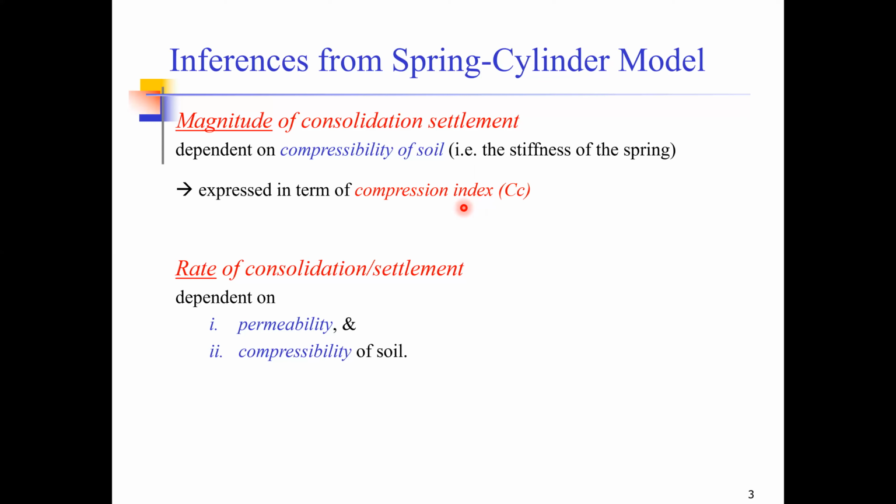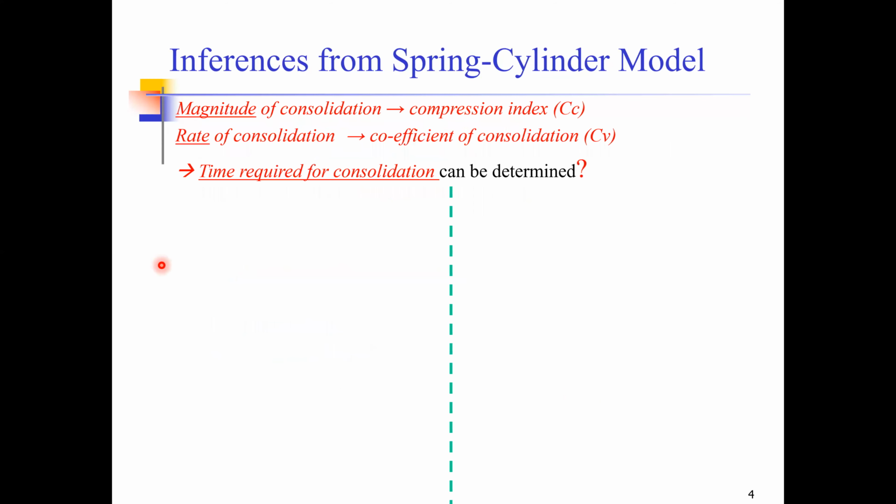of soil. In the same way, the rate of consolidation settlement is expressed in terms of a coefficient, which is known as coefficient of consolidation, represented by CV. So whenever we are required to determine the rate of consolidation settlement, we make use of CV. Now, if we know the magnitude of consolidation and if we know the rate of consolidation settlement, don't you think we can determine the time required for consolidation as well?